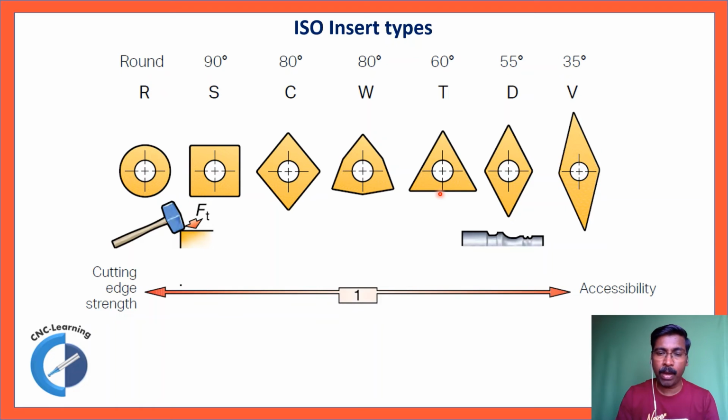Where you have an undercut and so on, the preference goes from T to D to V. So this is a weaker insert, the 35 degree. But if you have an undercut where 35 degrees is demanded, then you have to use that. So we can see each insert, we can see the video.